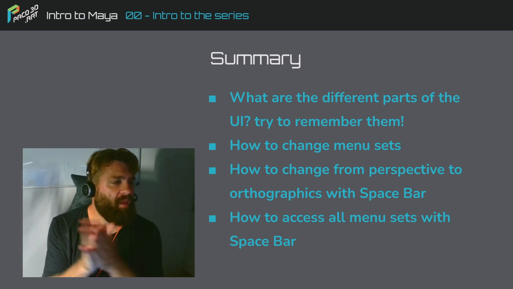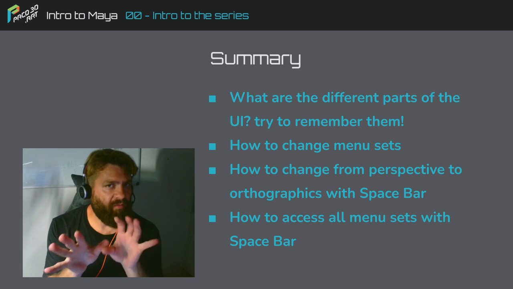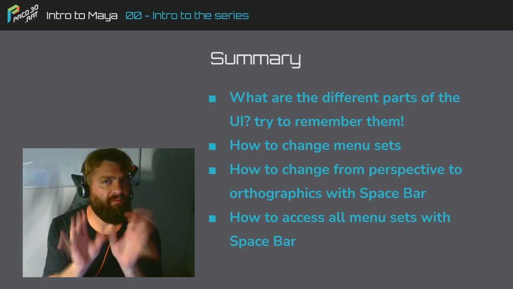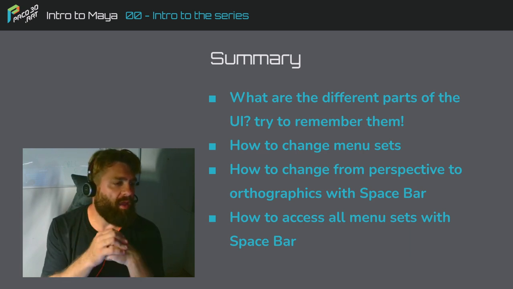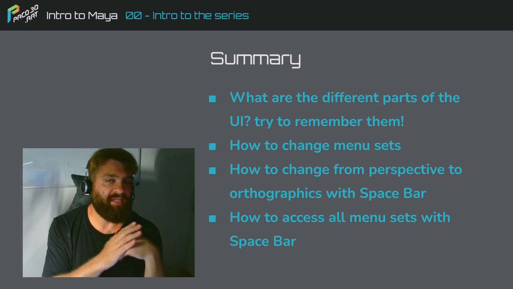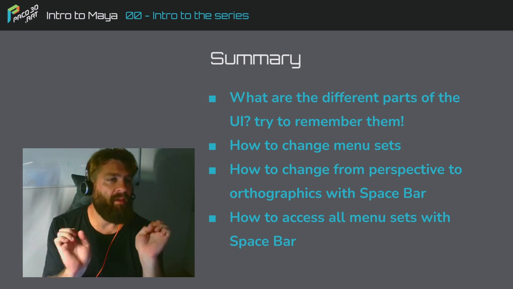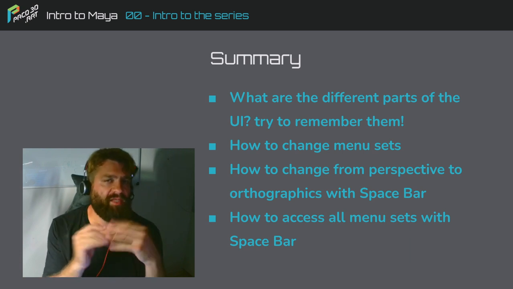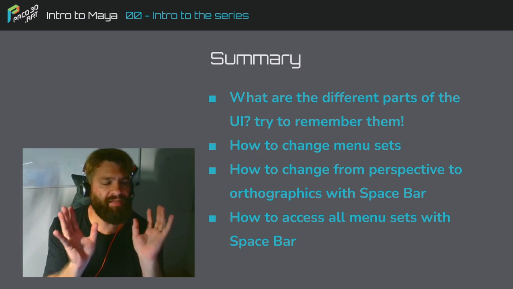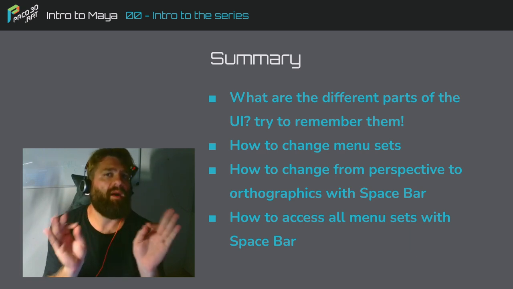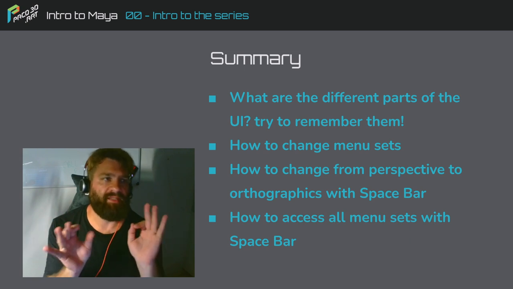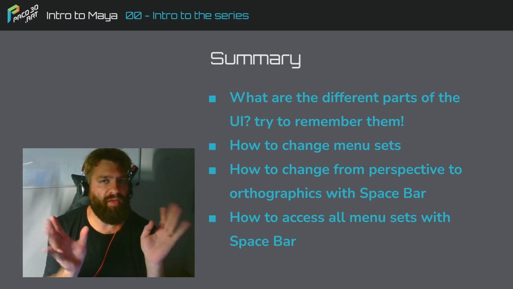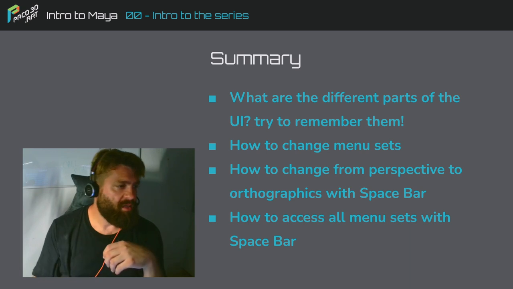Yeah. How to change perspective to other graphics with the space bar. Have a bit of a play with that as well. So you can change back and forward. All right. And how to access all menu sets by holding down the space bar. But also to make changing the menu sets. Okay. And just have a bit of an exploration. There is not a single button in Maya that says explode, please kill me. Very few buttons will actually detonate the whole thing. And guess what? You can reinstall it again.